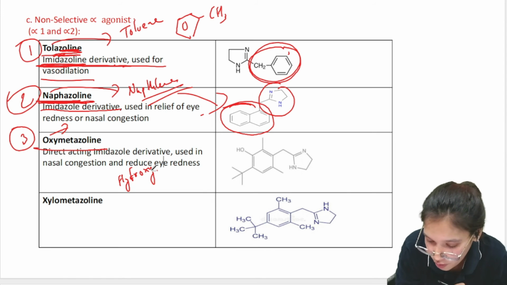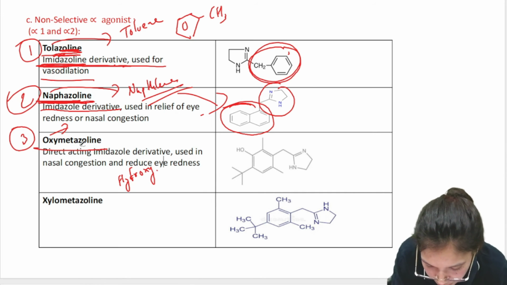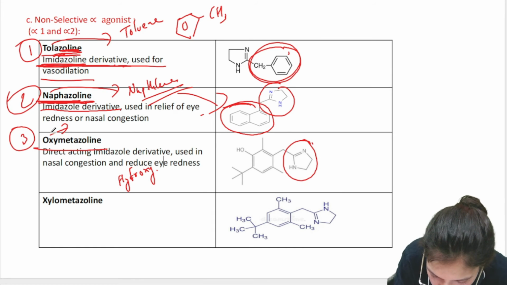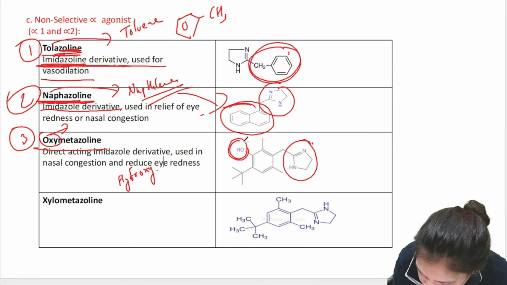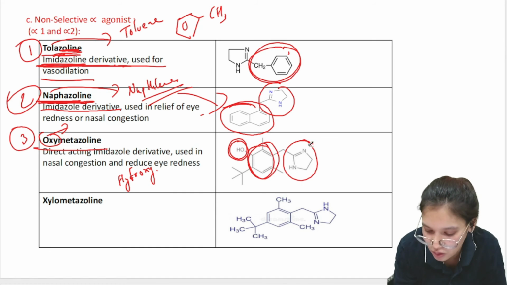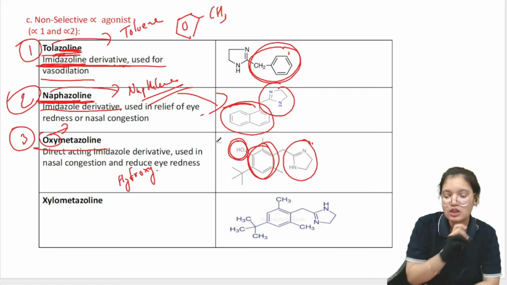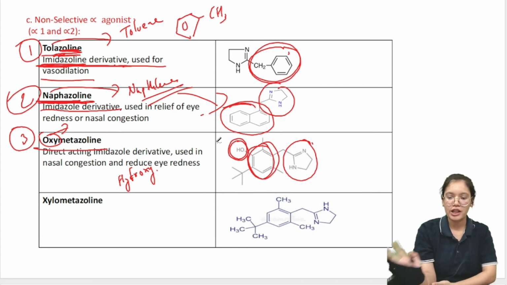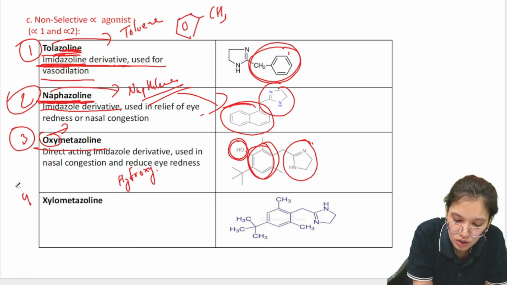Okay, here we have an imidazole ring, and now we have a hydroxy group attached. So the imidazole ring attached to some hydroxy is oxymetazoline. Almost we can remember it, oxymetazoline. It is also very simple.